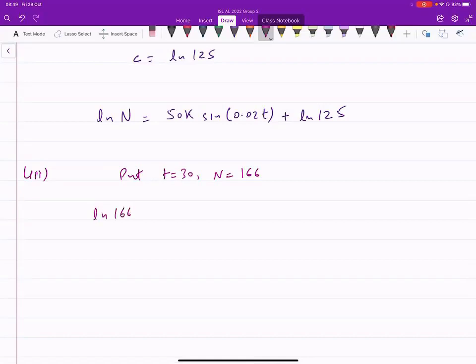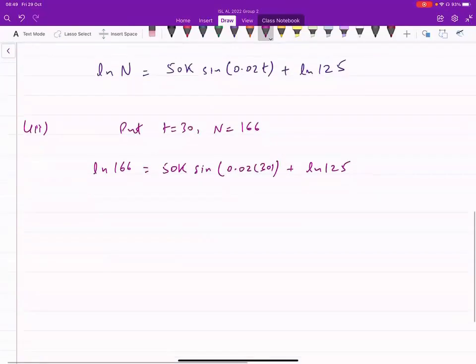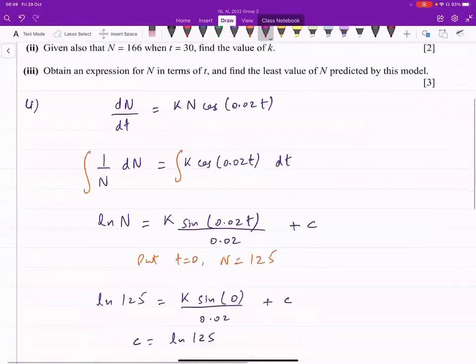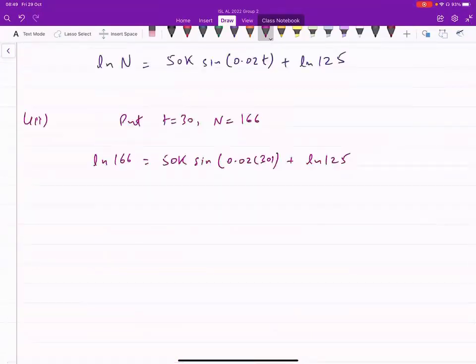ln of 166 equals 50k into sine of 0.02 times 30 plus ln of 125. Okay, simplify this and see what you have. So you get ln 166 minus ln 125 equals 50k into sine of this thing.